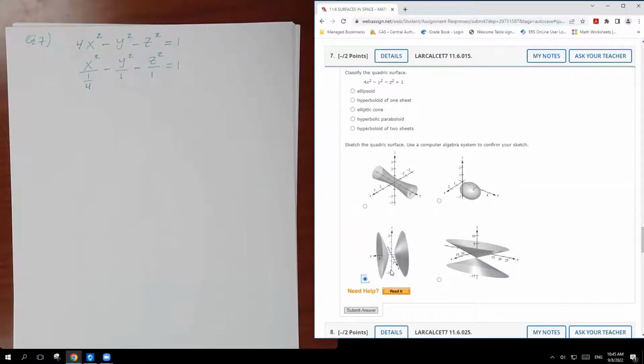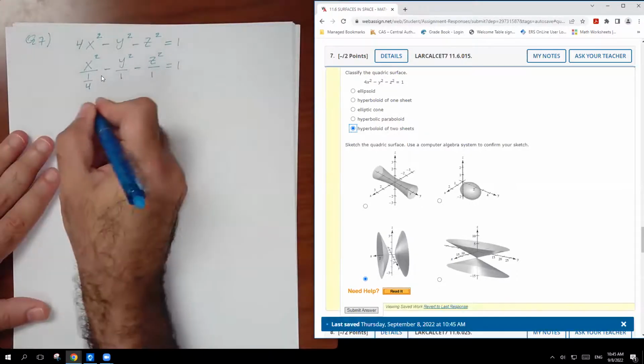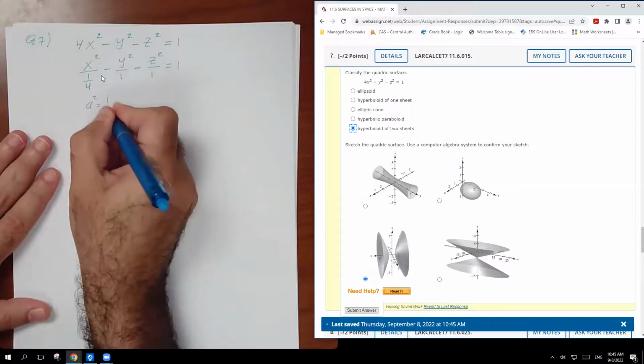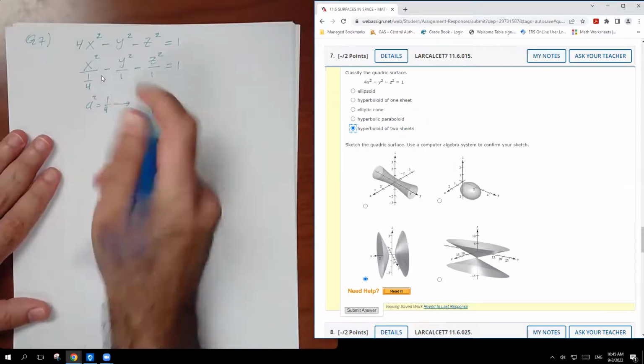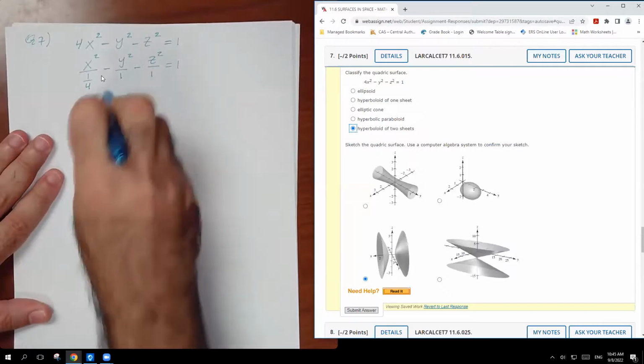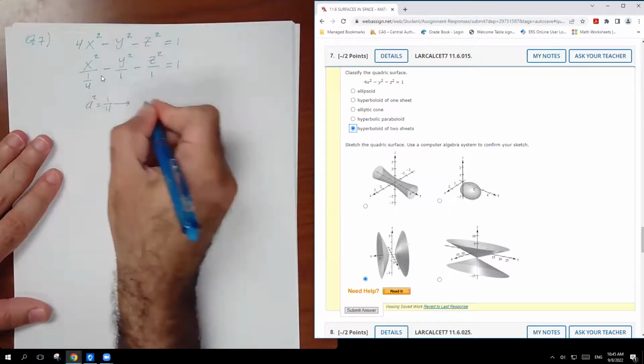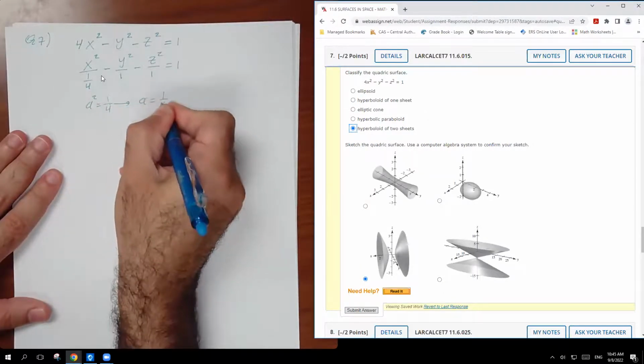I think I can. No, I can't. It's minus 1. So let's check the coordinate. First of all, it's a hyperboloid with 2 sheets. And this one, let's check the coordinate. X is 1. That means a squared is 1 over 4. So a is going to be 1 over 2.